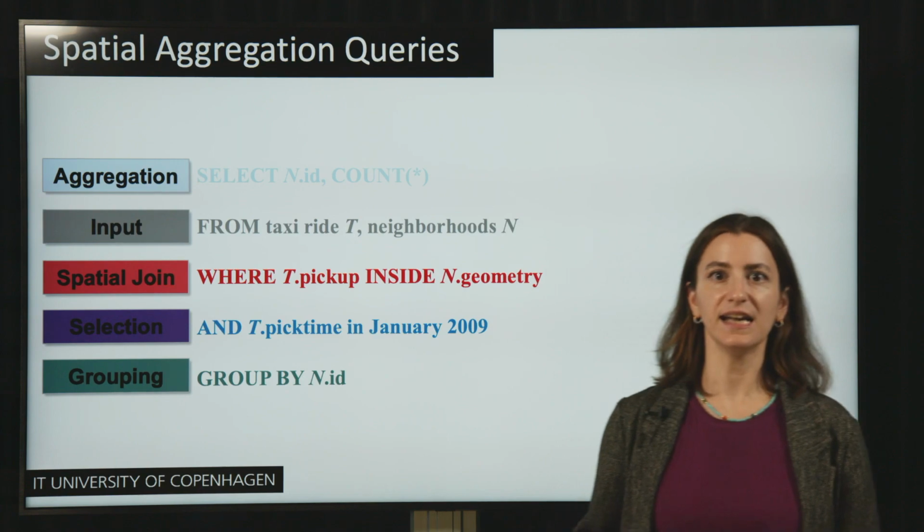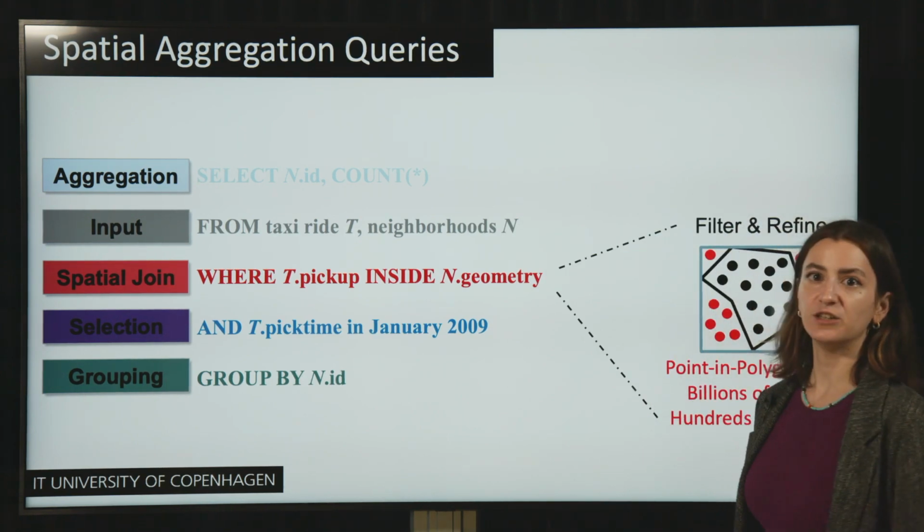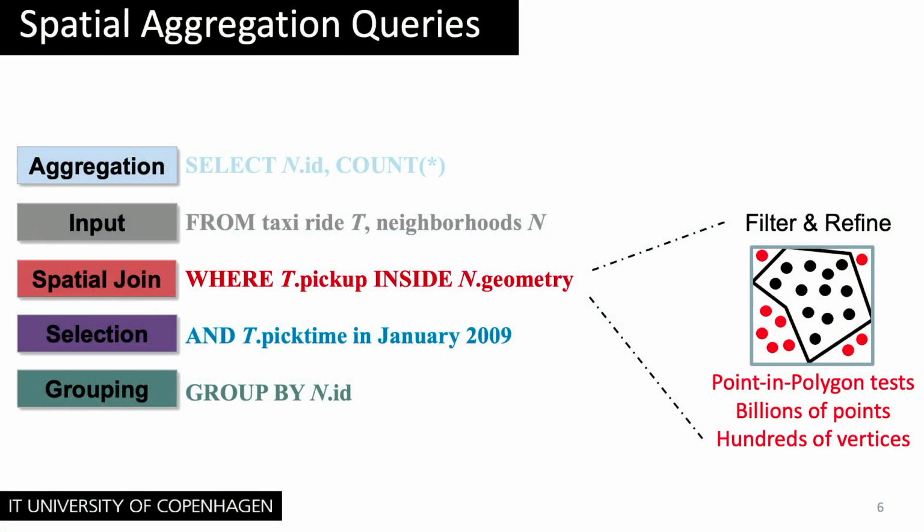Now, let's zoom a little bit into the spatial join operation. This spatial join is performed in two steps. The filtering step uses a rectangle, which is shown in blue, to approximate the shape of the polygon and identifies all the pickup points contained inside this rectangle. The refinement step performs a point-in-polygon test for each point found in the filtering step to determine if it lies within the actual boundaries of the polygon.